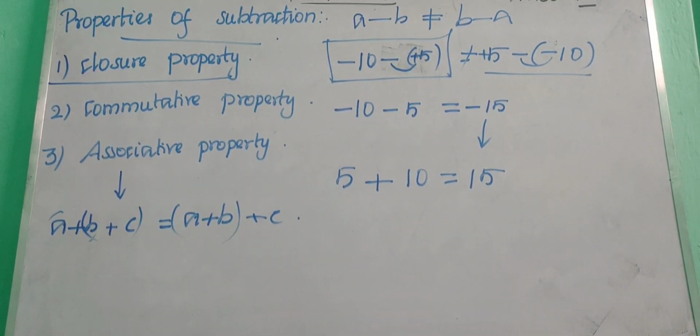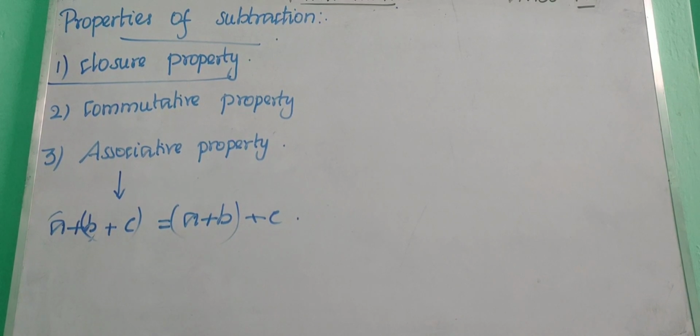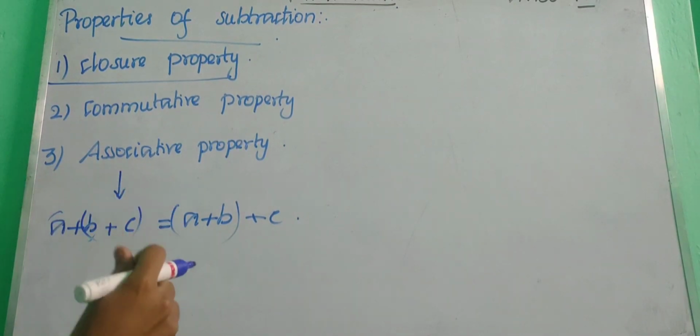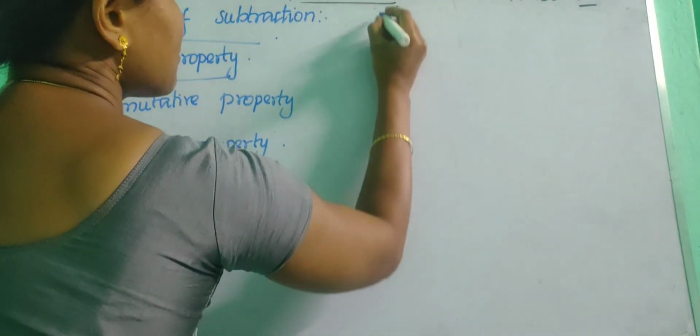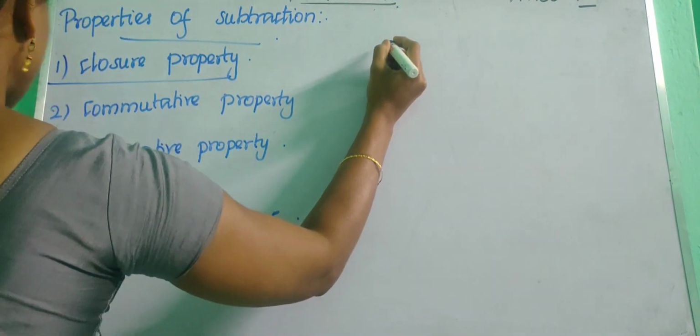Okay, let us check. In commutative property itself we have learnt that if we change the order, the answer will change, right? So here also, in associative property, in subtraction associative property is not satisfied. Okay children, so let us check that. In addition we have the terms like this, right? So in subtraction, let me give you an example.